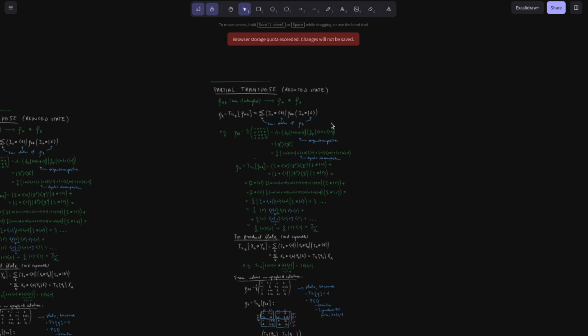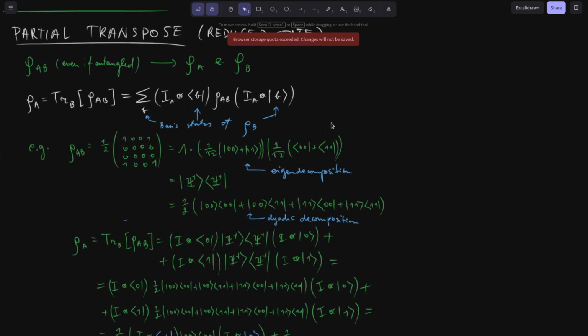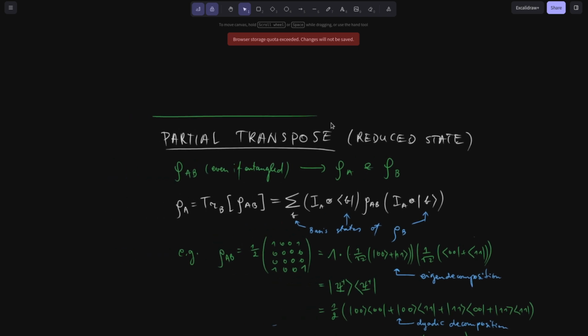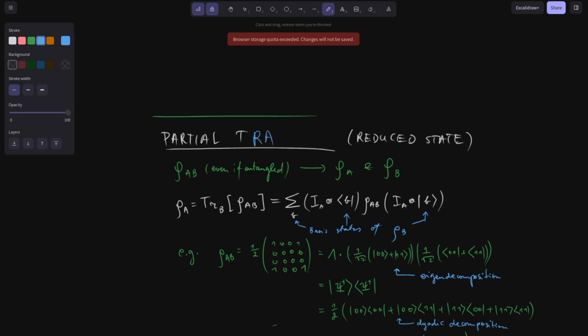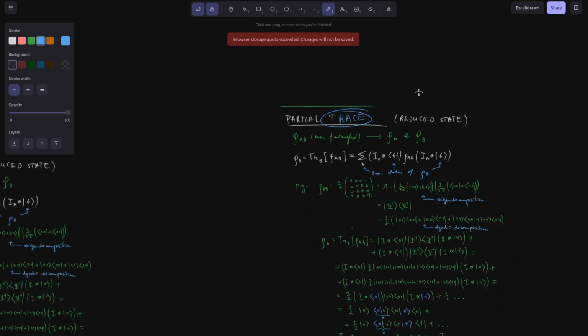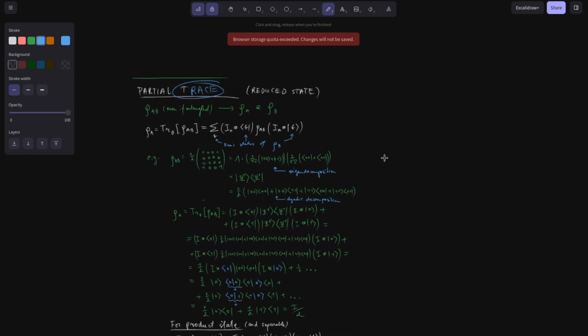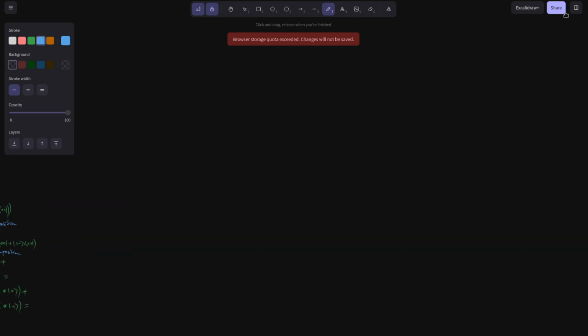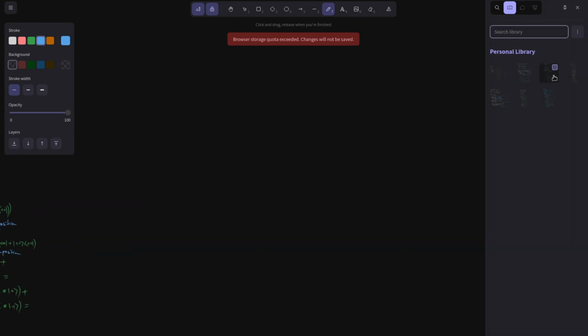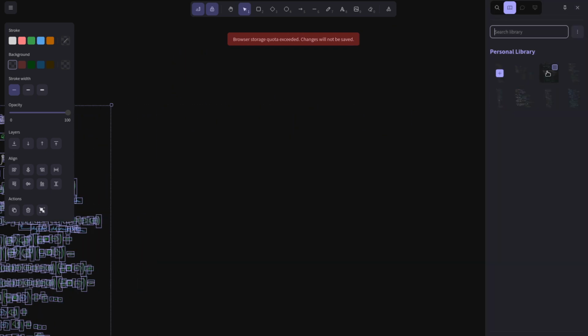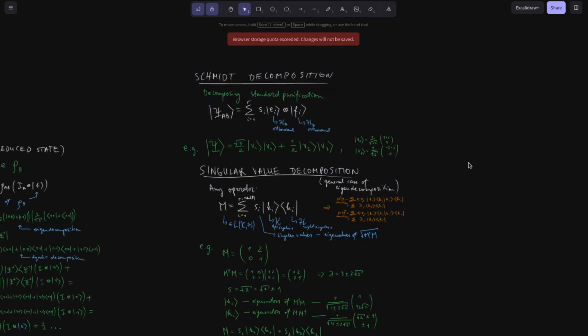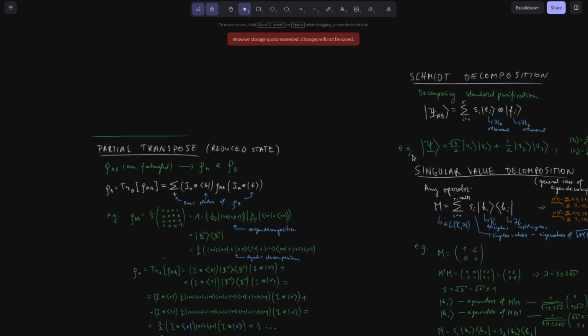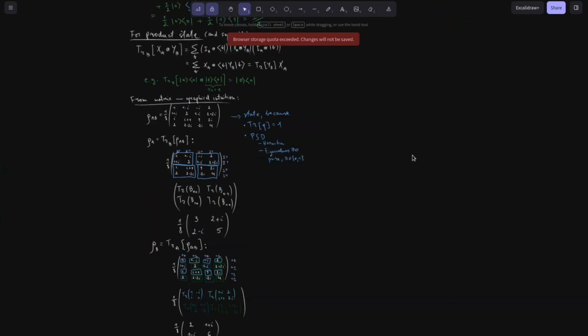Partial transpose, partial trace. What am I talking about? Okay, it's partial trace, right? Partial trace. Well, I'm not gonna record it again, so just keep it in mind. Okay. Yes, okay. Reduced state.